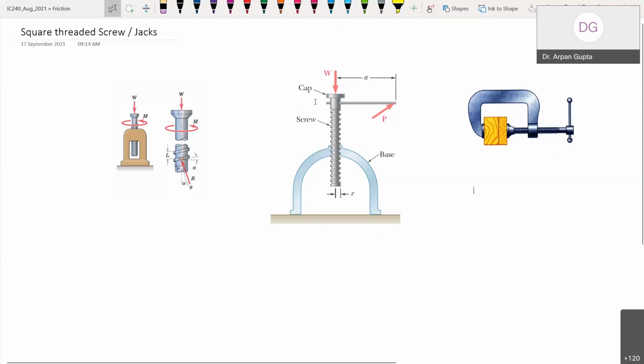So let us say this weight is 1500 kg multiplied by 10, around 15,000 newtons. And we want to calculate what should be the force P applied so that we can slowly lift up the car. Same thing here: what moment M should be applied so that a very heavy weight W can be lifted up with the help of the screw jack? Okay, so we will try to do this calculation.